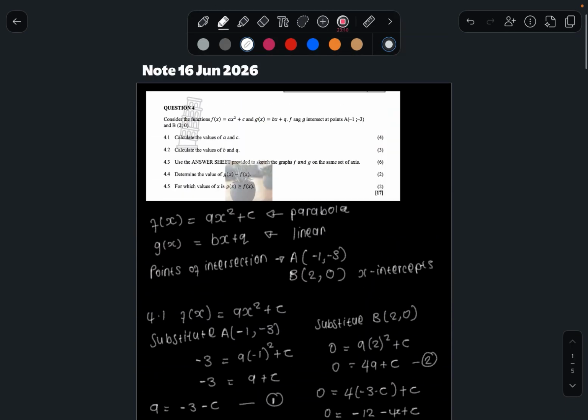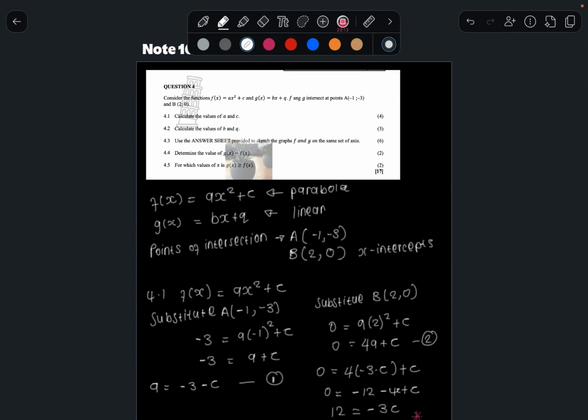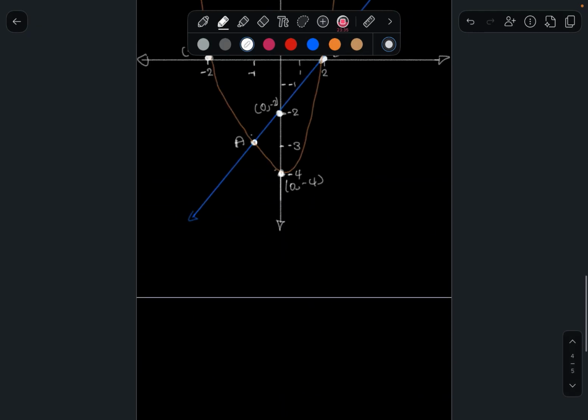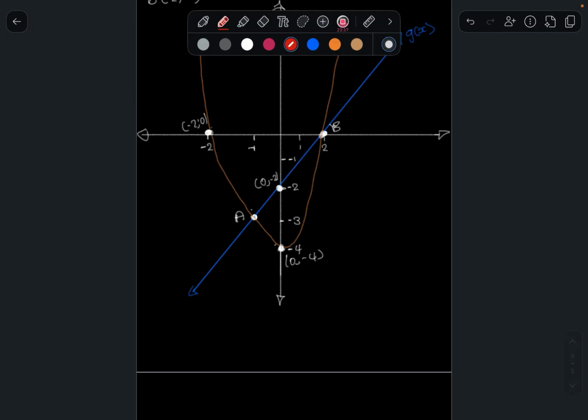Okay, second last question. They said, determine the value of g of x minus f of x. So the only way we can find g of x minus f of x is looking at the y-intercepts. That's when we can sum them or make a difference out of them, right? So we're going to go back to your graphs, right? So this point, that's where we can find the difference between them, right?